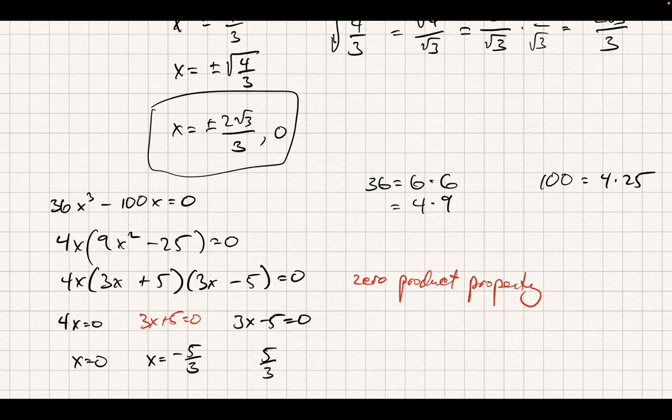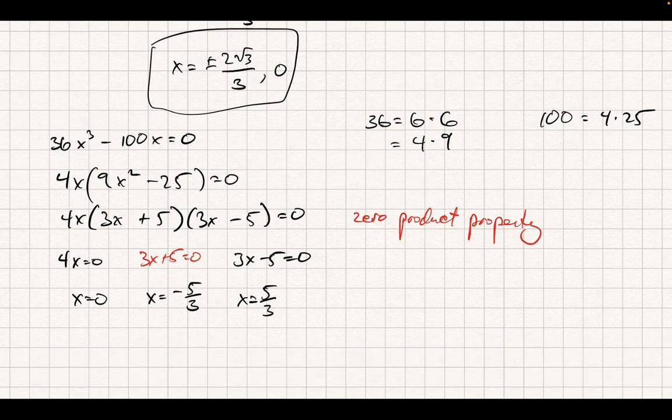Negative 5 over 3. Just 5 over 3. X equals... yes. So what's my total answer, Ella? X equals 0, comma, negative 5 over 3, or plus or minus 5 over 3. You're right. You might have to separate them with commas if you're putting it in WebAssign.